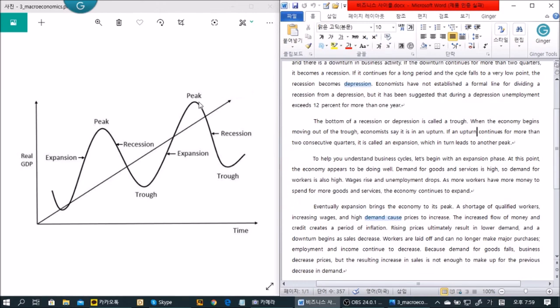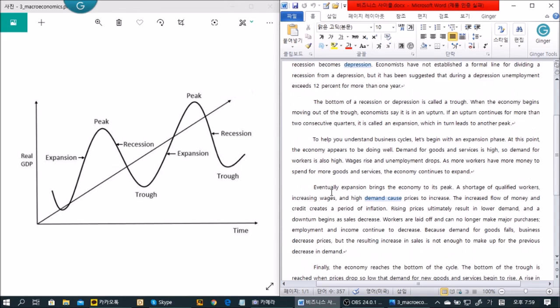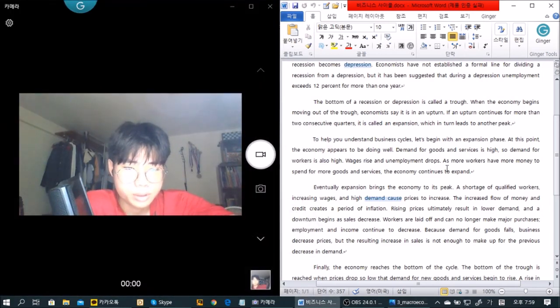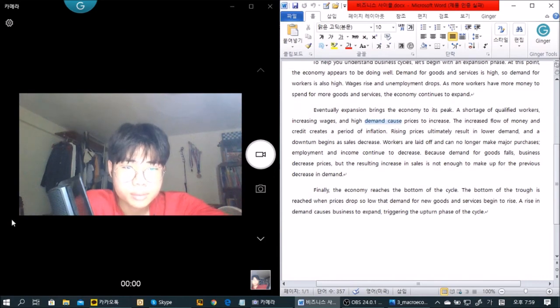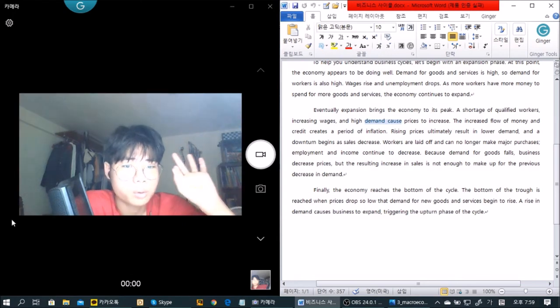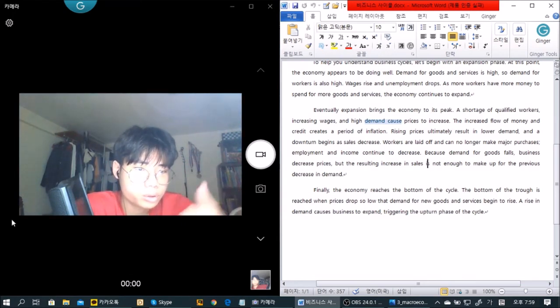Rising prices ultimately result in lower demand, and a downturn begins as sales decrease. Workers are laid off and can no longer make major purchases. Employment and income continue to decrease because demand for goods falls. Businesses decrease prices, but the resulting increase in sales is not enough to make up for the previous decrease in demand. Finally, the economy reaches the bottom of the cycle. The bottom of the trough is reached when prices drop so low that demand for new goods and services begins to rise. A rise in demand causes business to expand, triggering the upturn phase of the cycle.